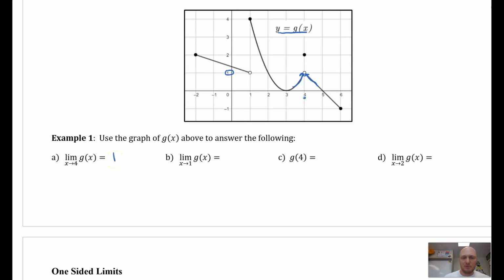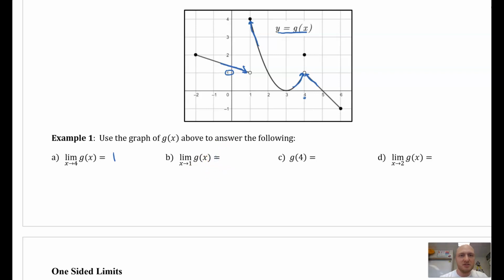All right, example number 2, or B, I guess I should say. The limit of g of x as x approaches 1. As I go from the left, it is 1, and from the right, it is 4. Are they meeting at the same location? No. There's what we call a jump discontinuity there. It's like that point jumped way up there. So we would say that this does not exist.